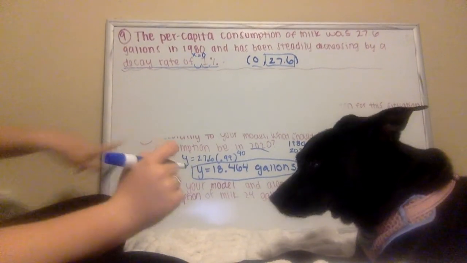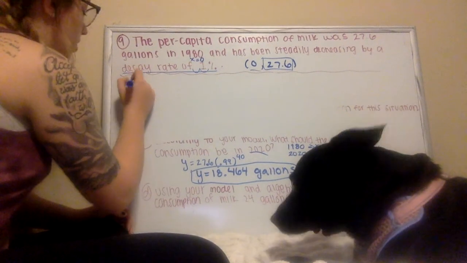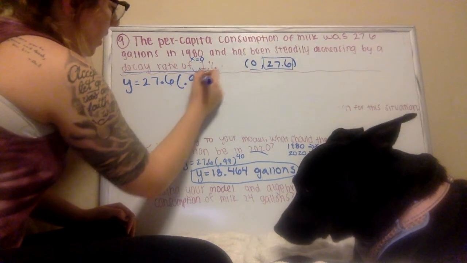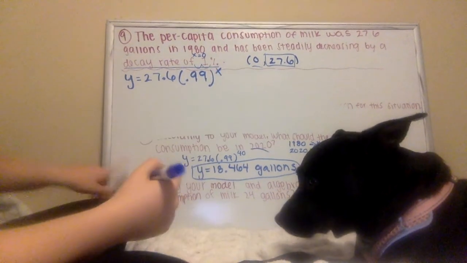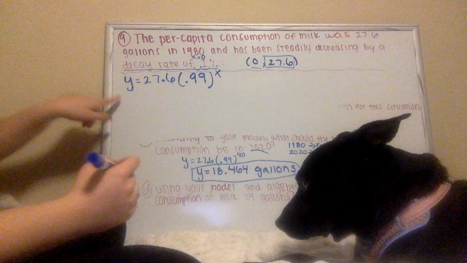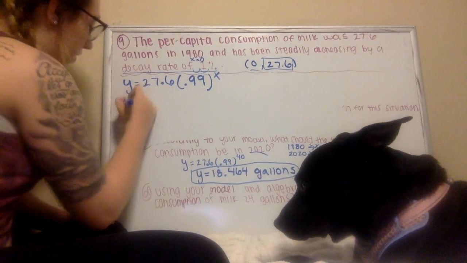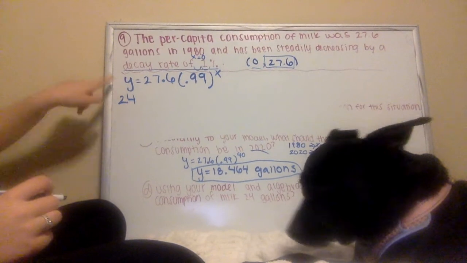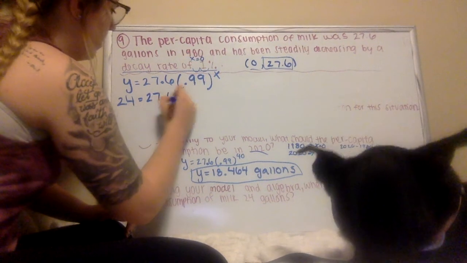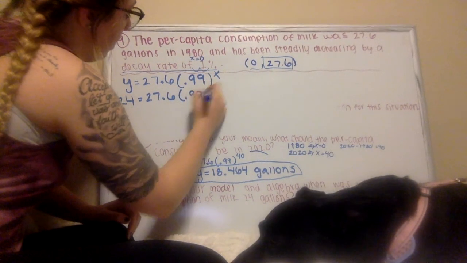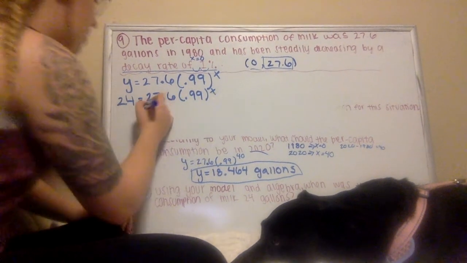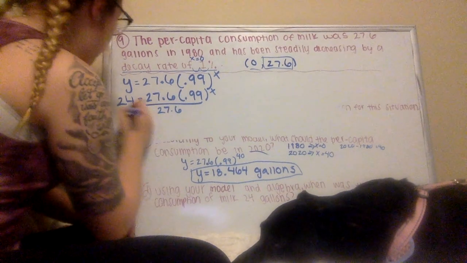Okay, so we're going to be using our equation that we had. So our equation was y equals 27.6 times 0.99 to the x. And now we're going to be solving for when our per capita was 24 gallons. So we're going to be plugging in 24 gallons for y. Sorry, the question's kind of covered up, but we're plugging 24 in for y to solve for x. So 24 equals 27.6 times 0.99 to the x. Now we've got to start getting this x by itself, so we've got to divide both sides by 27.6.